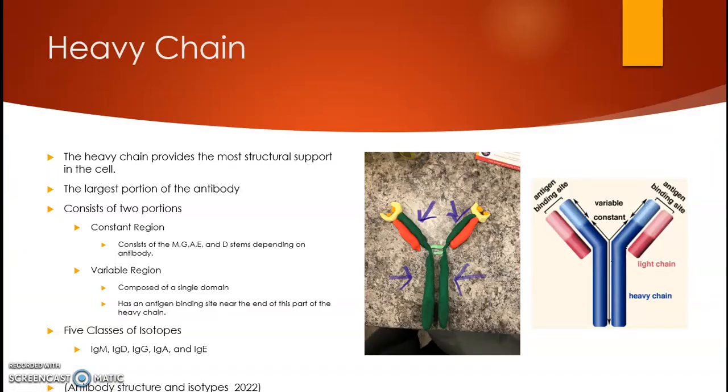Heavy chain. The heavy chain provides the most structural support in the cell. It's the largest portion of the antibody and consists of two portions. The constant region consists of the M, G, A, E, and D stems, depending on the antibody, and the variable region, composed of a single domain, has an antigen binding site near the end of this part of the heavy chain. There are 5 classes of isotypes of the heavy chain: IgM, IgD, IgG, IgA, and IgE. You can see the green right here is the heavy chain.